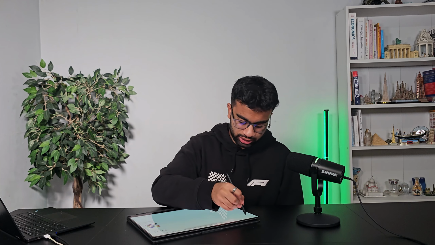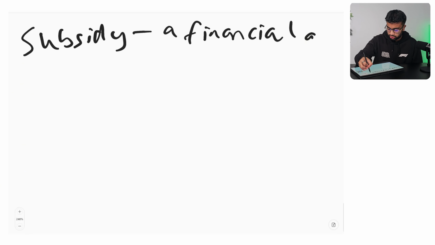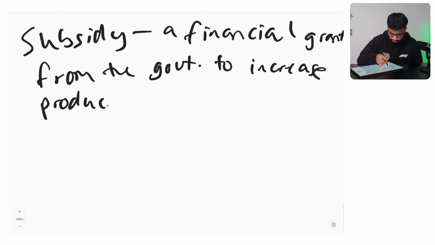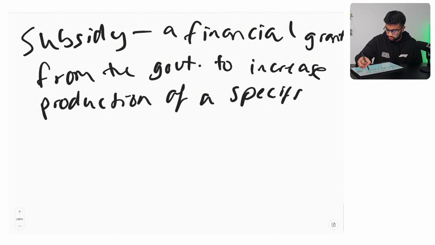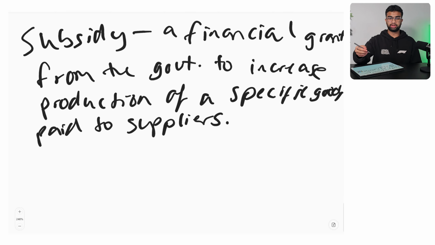A subsidy, we can say, is a financial grant from the government to increase production of a specific good paid to suppliers, meaning the subsidies paid to the suppliers.